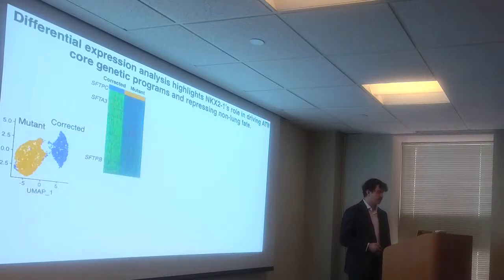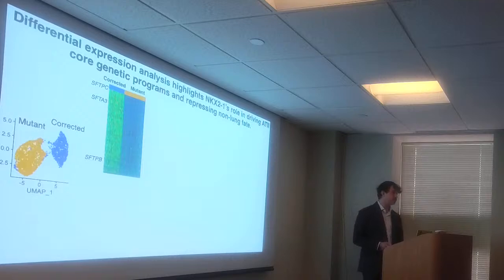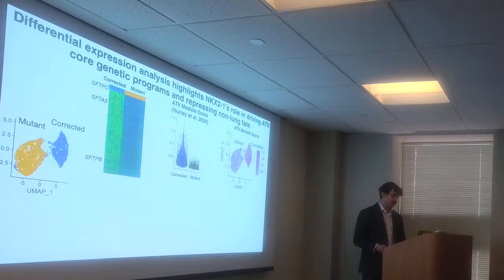Upregulated in our corrected cells, our number one differentially expressed gene is surfactant protein C, which is critical for type 2 cell function and is a known direct target of NKX2-1. When scoring the cells based off of a conglomeration of gene expression, we can see that this type 2 cell module score is nicely upregulated in our corrected cells.